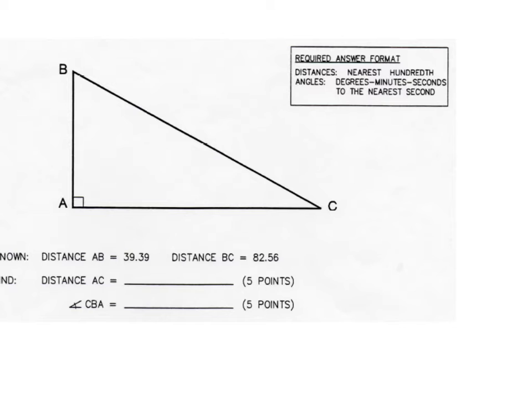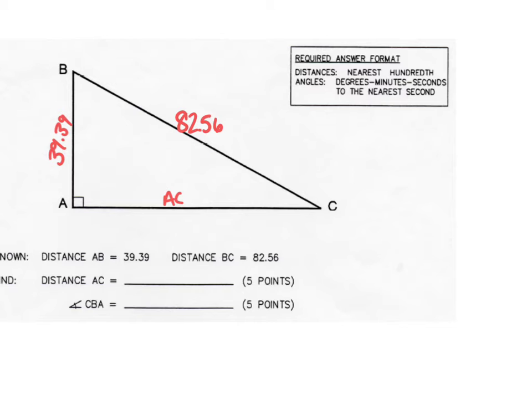In this case, we are given that AB is 39.39, and we know that BC is 82.56. If we look at what we're looking for, they want the distance of AC. That's just a quick little Pythagorean Theorem problem. And then it also wants the angle measurement for angle CBA.